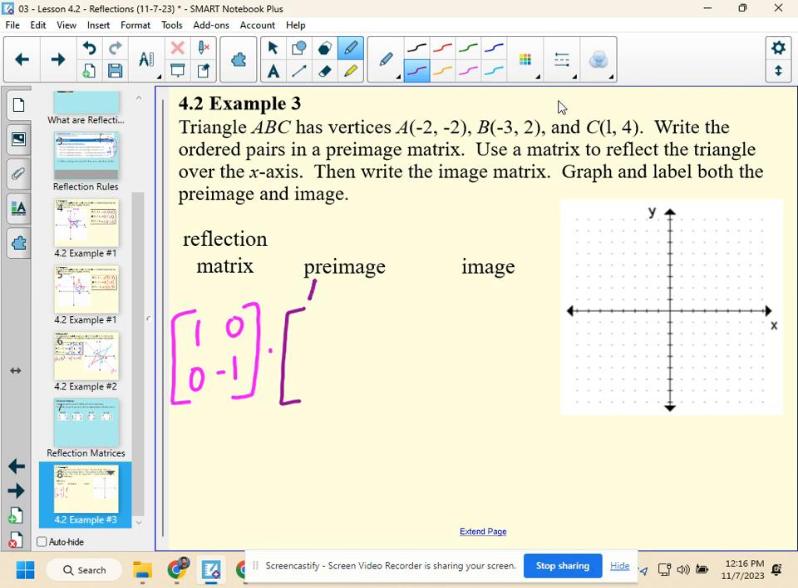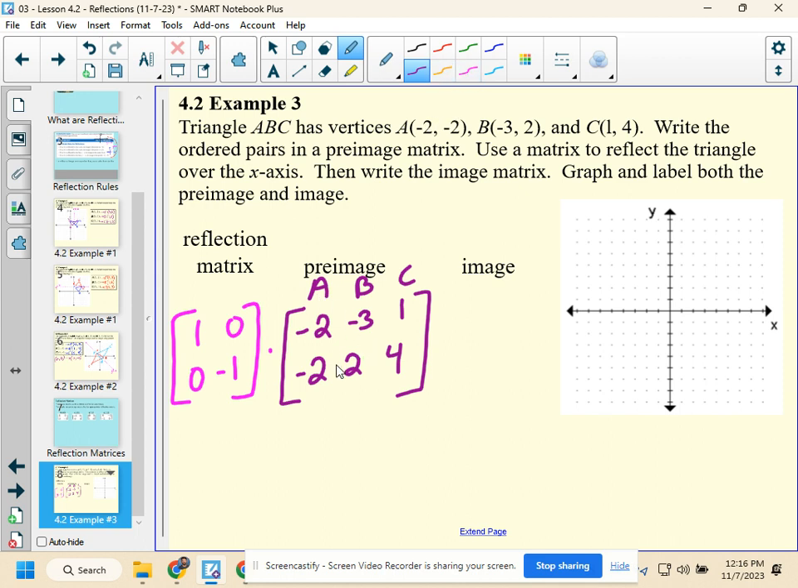Remember, labeling goes back to the previous lesson, so if you're like, I don't know what's going on right now, go back and watch lesson 4.1 video notes. This is how you turn ordered pairs into a matrix. A has the coordinates -2, -2. B has the coordinates -3, 2. And C has the coordinates 1, 4. Okay, so that's my pre-image matrix.